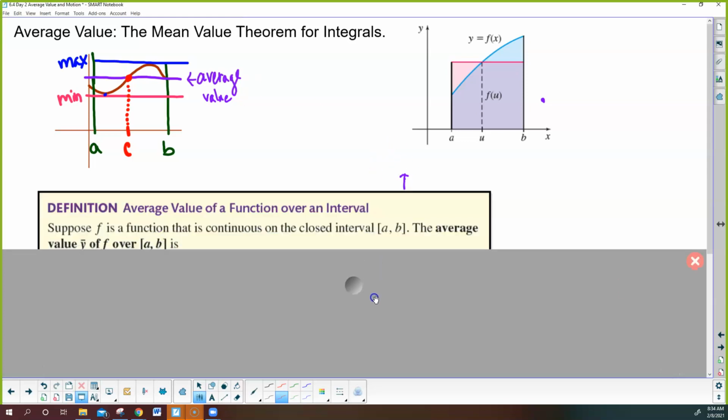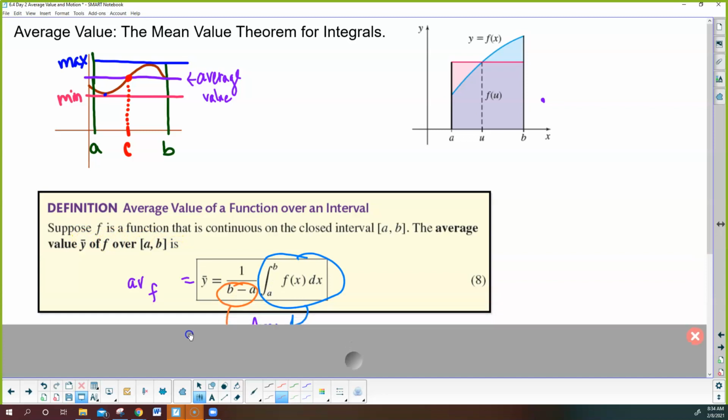Okay. Now, I don't think you need to write all of this. I'm going to actually highlight what I want you to write. But let's just read officially what is the definition of the average value. It says, suppose f is a function that is continuous on the closed interval, and that's what we drew here, a continuous function from a to b. The average value, which a lot of times they put y bar, of f over a to b is given by this spot right here.